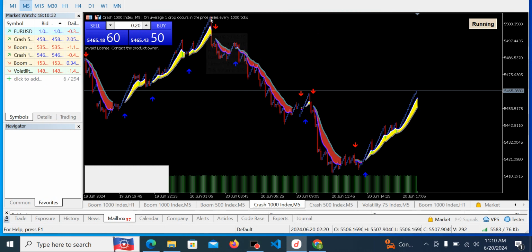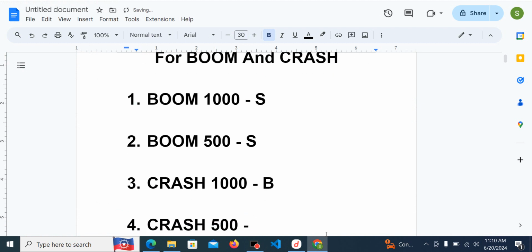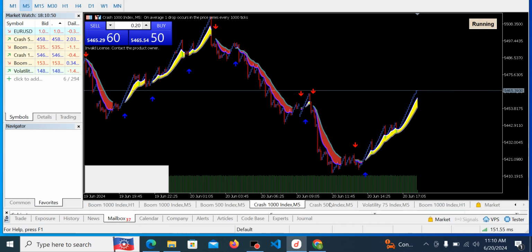Okay guys, this is Crash 1000. It started a downtrend right from this resistance zone, and it sold till it got to this support zone, and right now it is at the support zone. It was unable to break out from there, so it started an uptrend, and of course it is buying at this moment. Okay, so this is going to be giving us more of a buying opportunity than a selling opportunity. Next asset is going to be Boom 500.